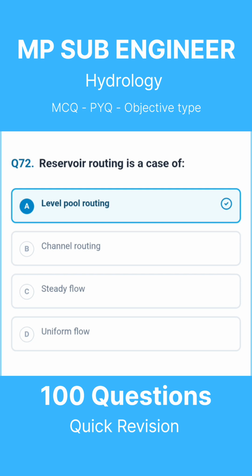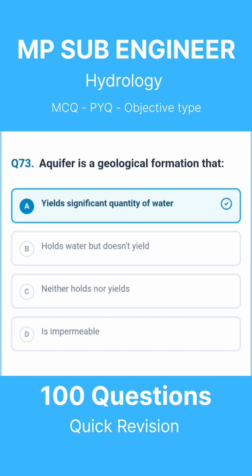Question 72. Reservoir routing is a case of. The correct answer is level pool routing. Question 73. Aquifer is a geological formation that. The correct answer is yields significant quantity of water.